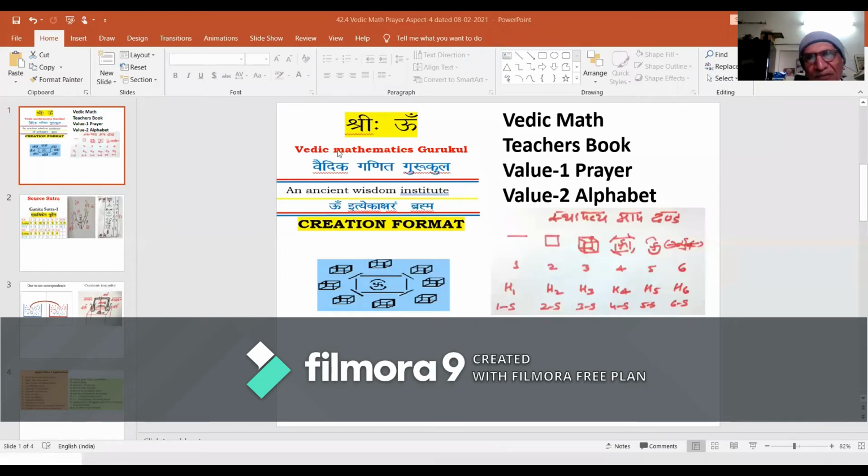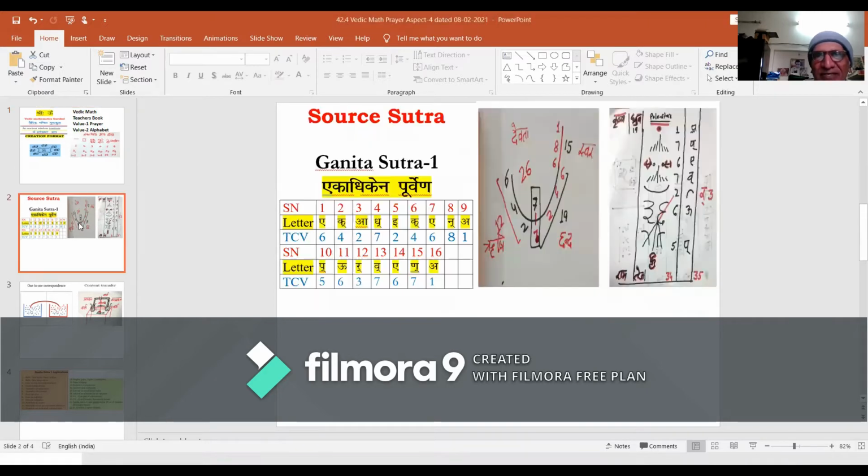Welcome. We are visiting the Values of the Vedic Math Teacher's book. Value 1 is Vedic Mathematics Prayer. Value 2 is Alphabet. Value 3 is the Sthapatya. And today we are entering value source Sutra. Ganita Sutra 1 is the source Sutra.